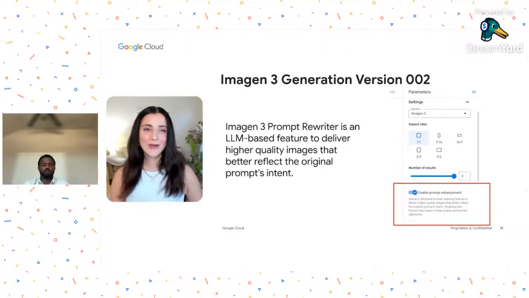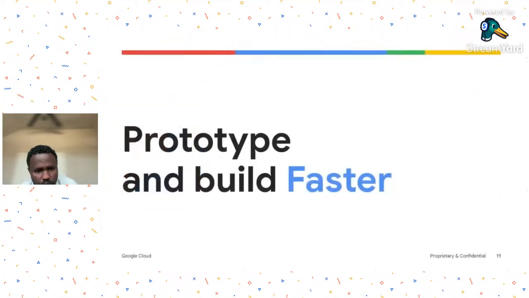It can happen without you knowing, but better output that better reflects your intent in your prompt. So stepping away now from all of the models themselves, we've talked about Gemini 2.0, we've talked about Imagine updates. I now want to run through some features that I think just generally help you to prototype and build faster.